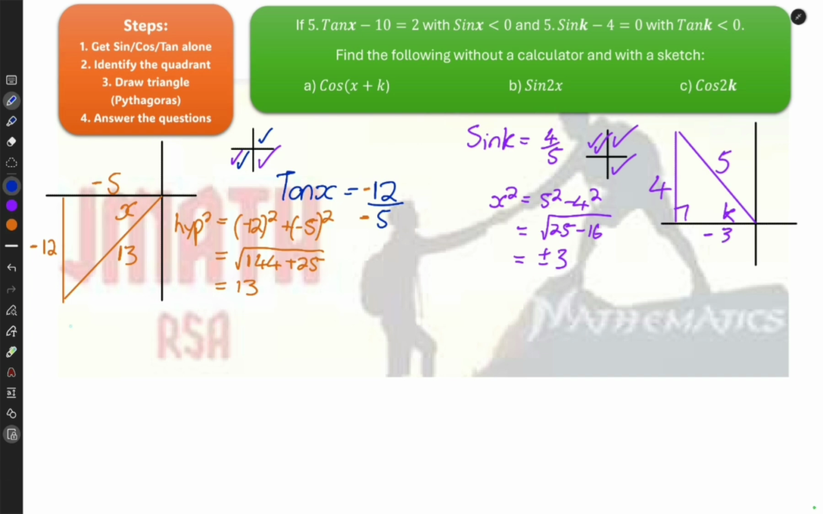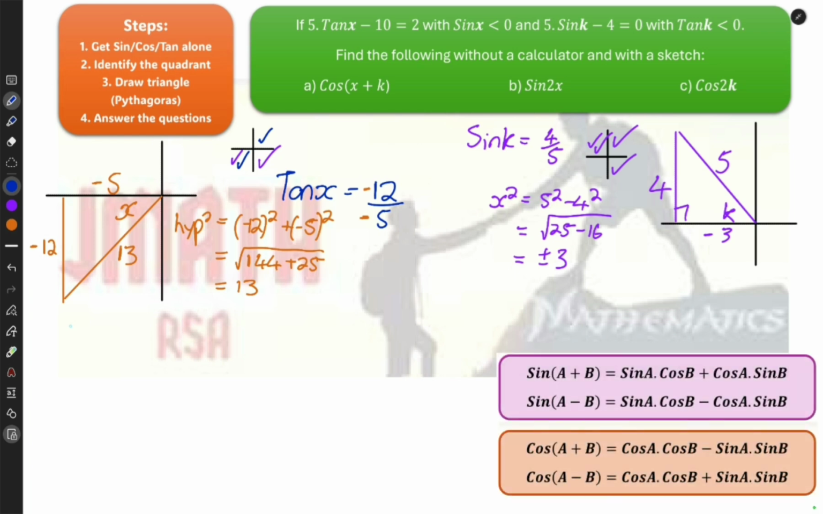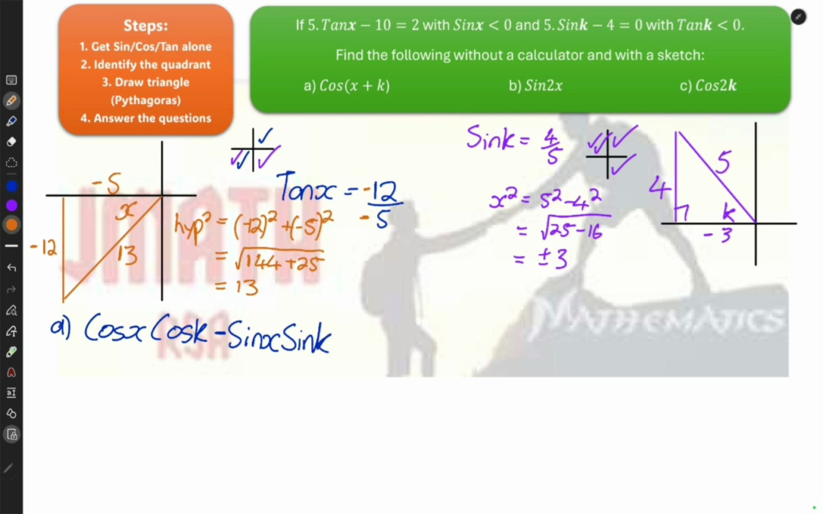Question A, cos of x plus k. That is a compound angle. I'm going to start immediately by just expanding the compound angle. This would be cos x cos k, and then it's cos, so the sign changes, minus sine x sine k. Now, you need to find a way to make this easier for yourself. For me, I would use colors. I know the x part is the orange triangle, and the k values come from the purple triangle. In the orange triangle, cos is adjacent over hypotenuse, so minus 5 over 13, and sine would be minus 12 over 13.